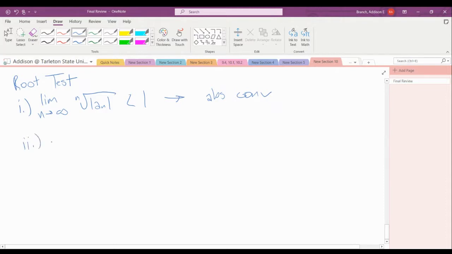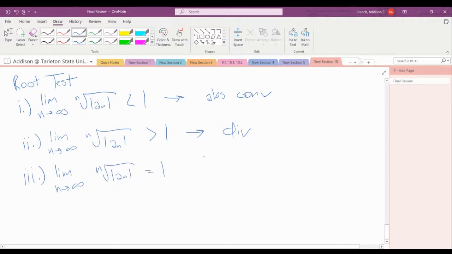Second stipulation states that if the limit as n approaches infinity of your nth roots of the absolute value of a sub n is greater than 1, your series is divergent. And the last one states that if the limit as n approaches infinity of the nth root of the absolute value of a sub n is equal to 1, the test fails, try something else.